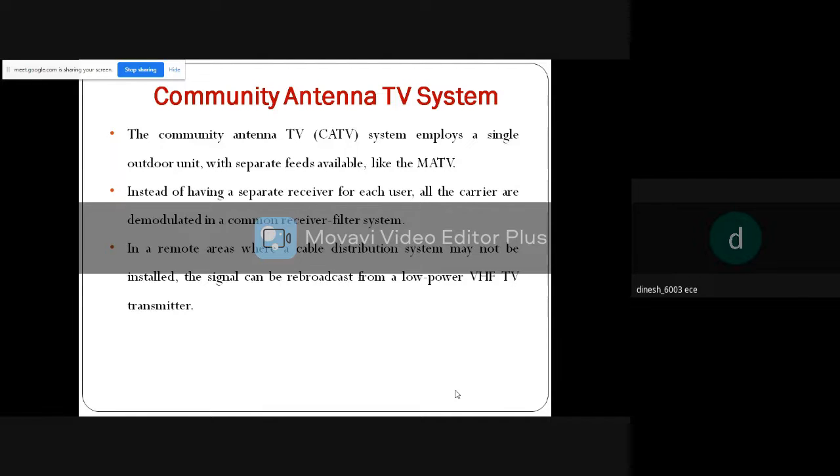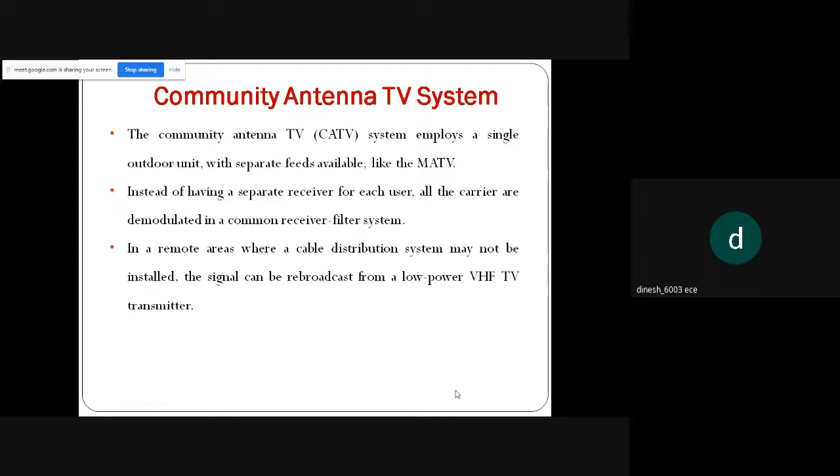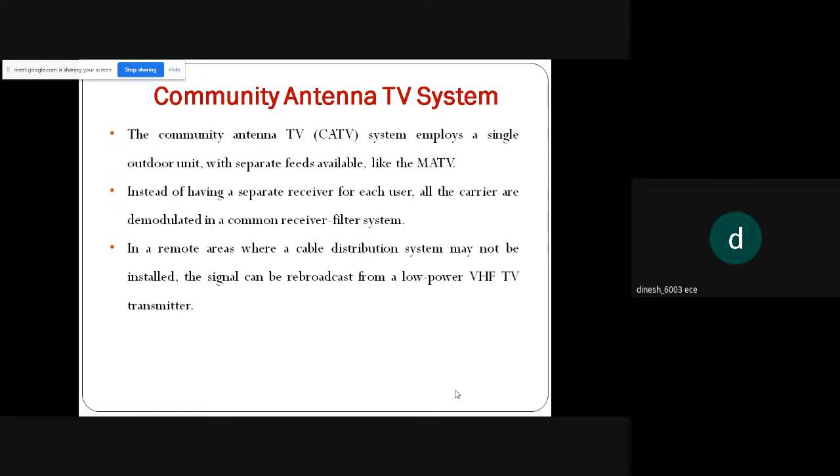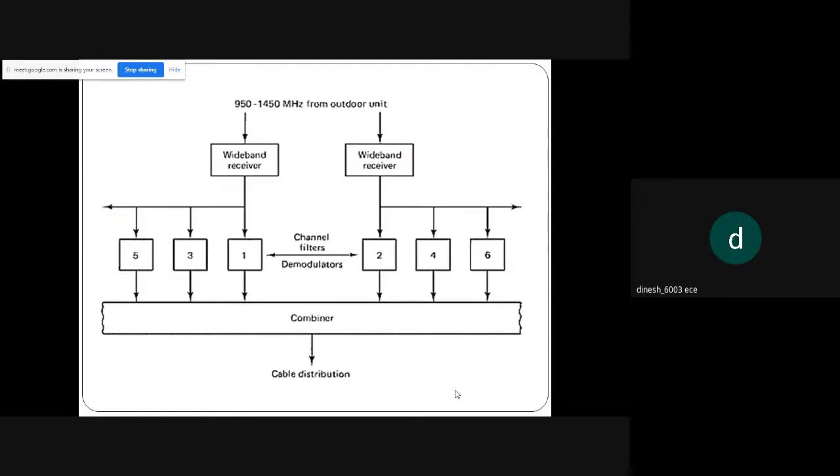Instead of having a separate receiver for each user, we will be having a single common receiver filter system. So this can be deployed in remote areas where cable TV distribution system cannot be installed. A signal can be rebroadcast from a low power VHF TV transmitter. You can see the diagram here.